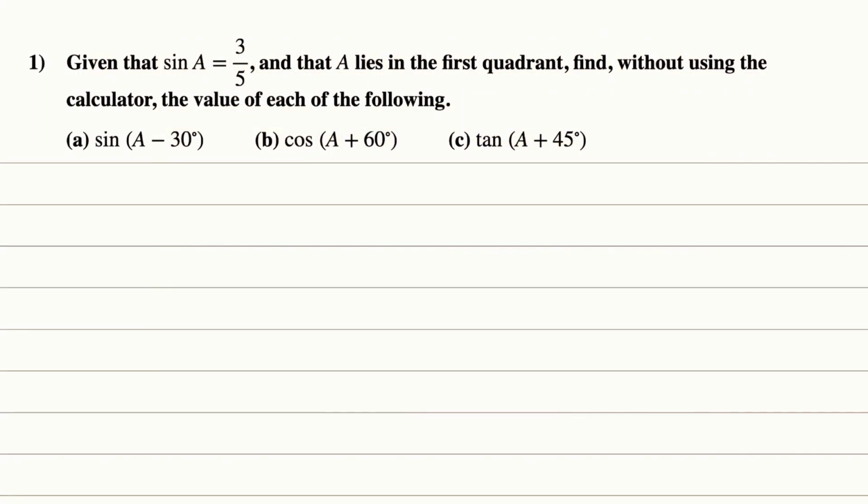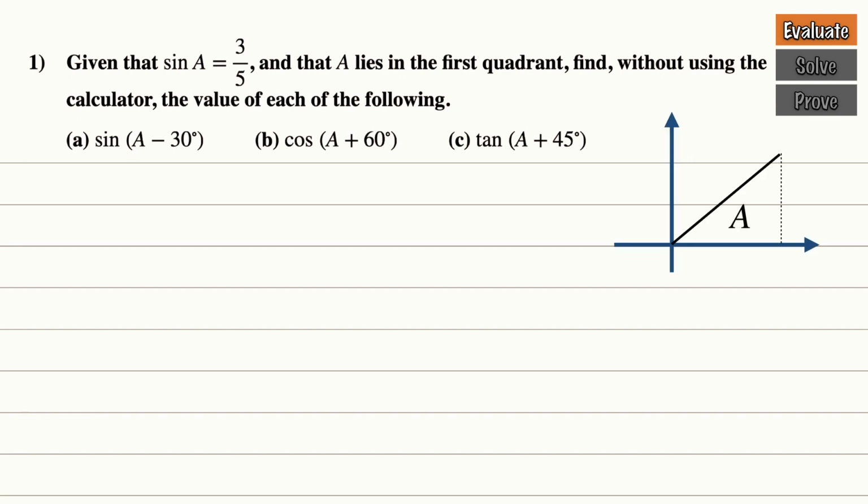For this question, we are given that sine A is equals to 3 over 5 and that A lies in the first quadrant. So without using the calculator, we are going to evaluate sine A minus 30 degrees. Now the very first thing that you can do is to draw out or to identify where A lies, and in this case, it is in the first quadrant. So recall that the ratio sine is opposite over hypotenuse, therefore we have 3 over here and 5, and the adjacent will be square root 25 minus 9, which gives us a value of 4.